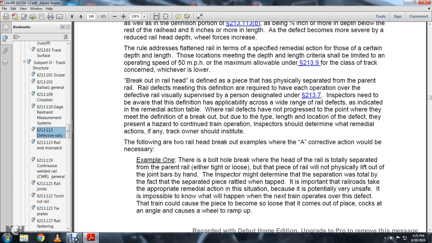Alright, breakout in railhead is defined as a piece of the rail physically separated from the parent rail. Rail defects meeting the definition are required to have each operation over the defective rail visually supervised by the person designated under section 213.7.